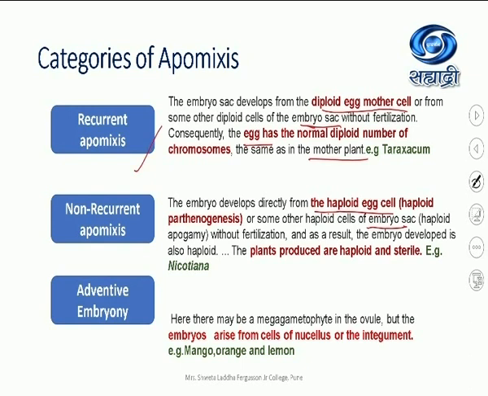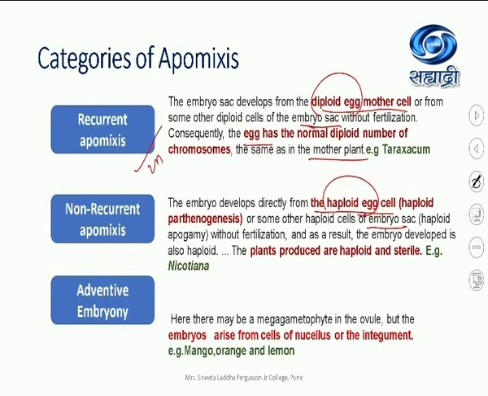In recurrent apomixis, the embryo is diploid, 2n, because it is developing from a diploid egg. In non-recurrent apomixis, it is haploid because it is developing from a haploid egg cell without fertilization, parthenogenetically. Plants produced are haploid and they are sterile. As they are haploid, they are sterile, they cannot reproduce. Example, Nicotiana. And the third type is adventive embryony.